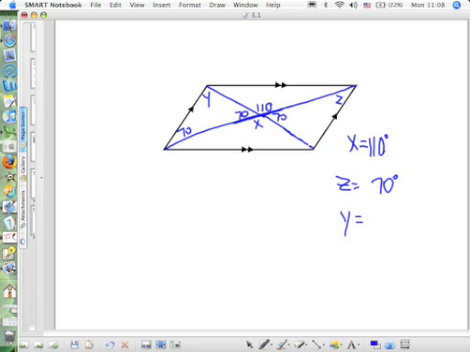Now all we need to focus on is this triangle to find Y. 40. Because the 3 angles of a triangle add up to 180 degrees, and we already have 140 of those degrees. Very good.